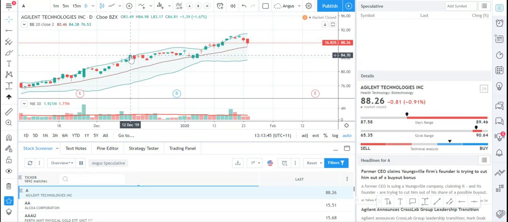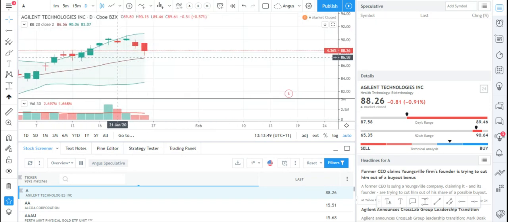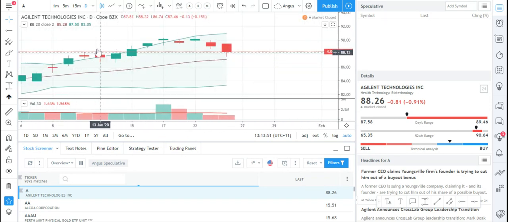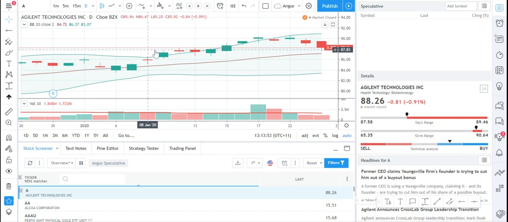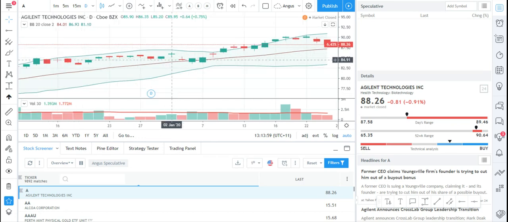The top part of the filled-in square means that's where it's closed. Just go across here a bit better. So you can see how that closed above the upper Bollinger Band. We want to make sure we're only looking for stocks that have closed above it.